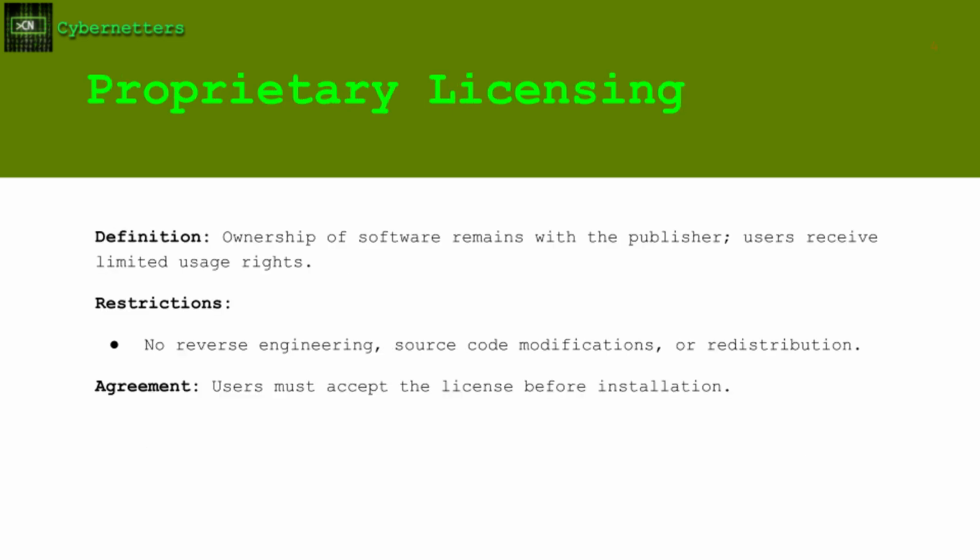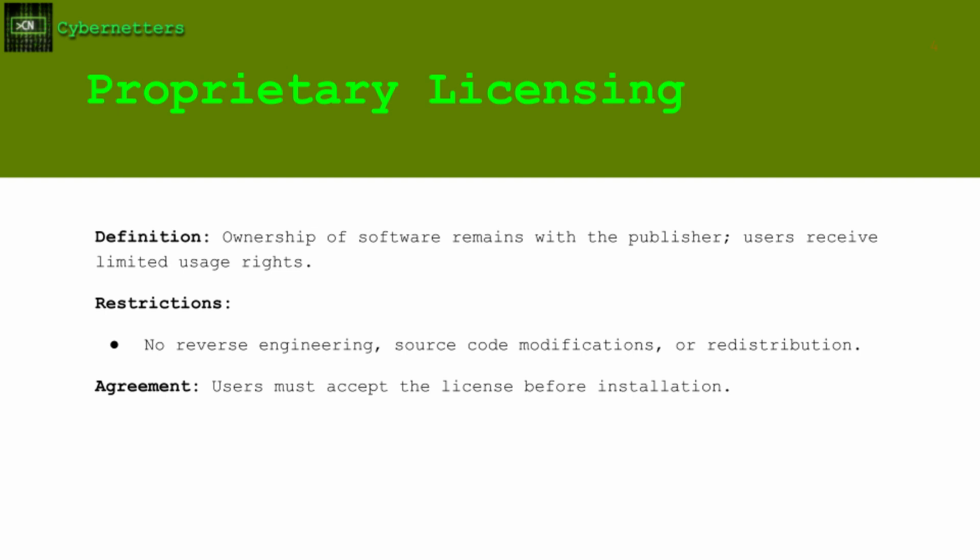Next is proprietary licensing, one of the most common types of software licenses. Here's the key idea. When you use proprietary software, the ownership stays with the publisher. You're only getting a license to use it, and that license comes with pretty strict limitations. For example, you can't reverse engineer the software to see how it works. You can't modify the source code or make changes. You can't distribute it to others. Before you can even install the software, you have to accept the terms of the license. It's like signing a contract that says, I agree to follow these rules.